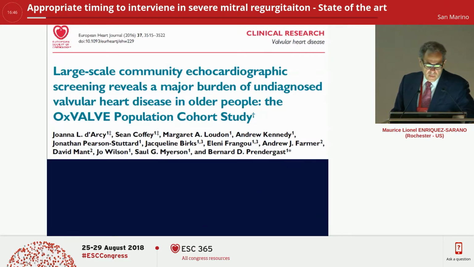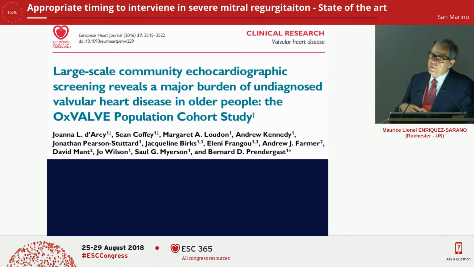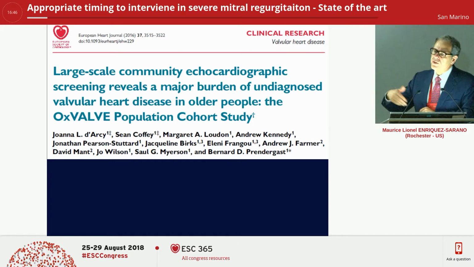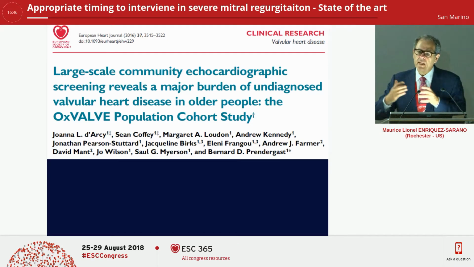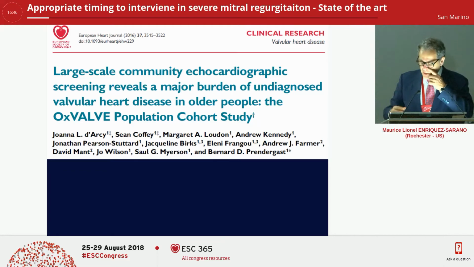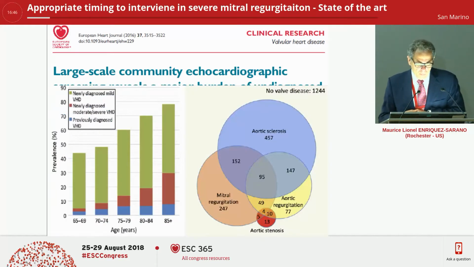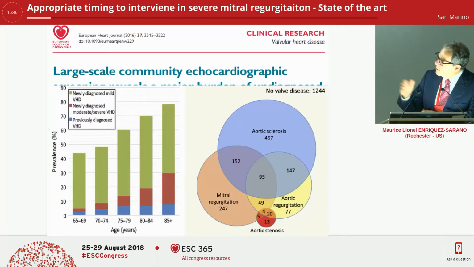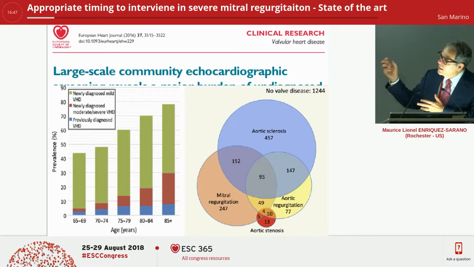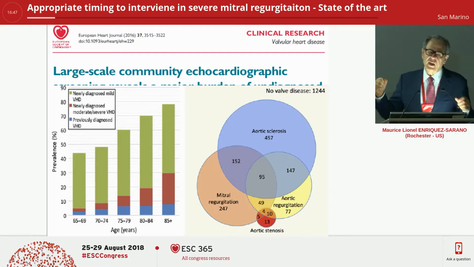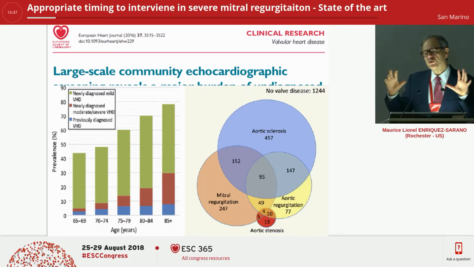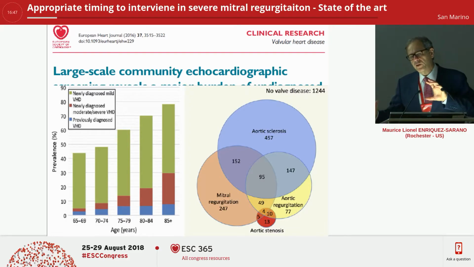So in the Ox valve, that experience has been duplicated. The Ox valve was in people 65 and above, with systematic echoes done in the community. What they saw is that in red on the left side was the newly discovered valvular heart disease of moderate or severe nature, and you see that it is increasing with age. And you see on the right side that the hemodynamic valve disease is dominated by mitral regurgitation. So similar information in the U.S.